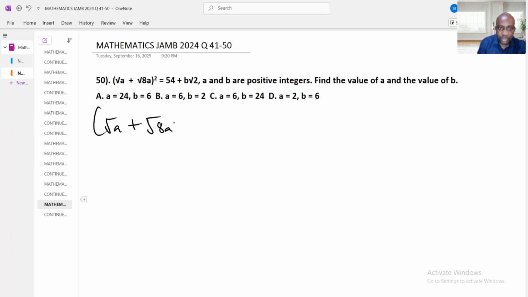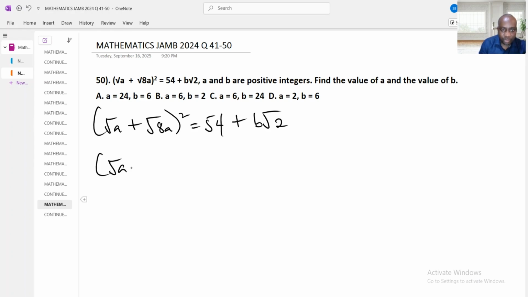Root of 8A plus B square root of 2. Now we need to expand this one. Let's leave this one first: 54 plus B square root of 2. Now let's open this one.